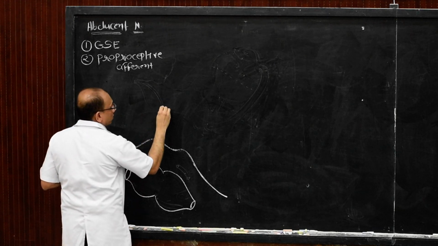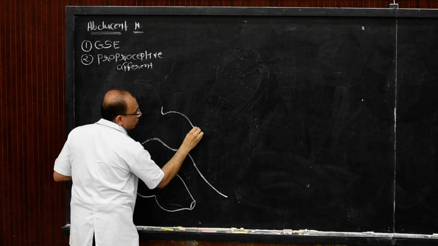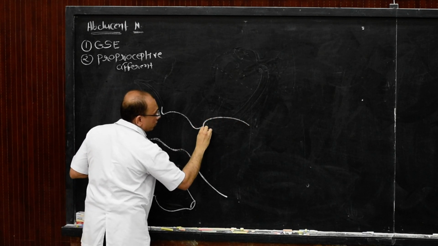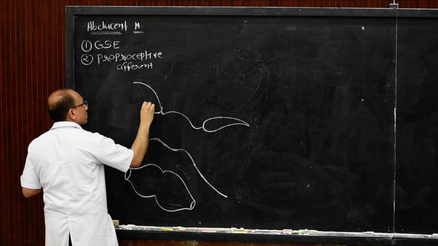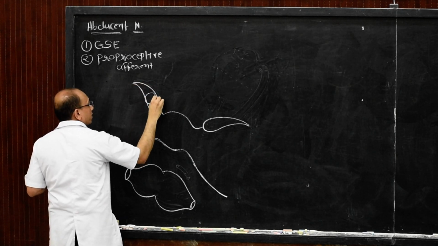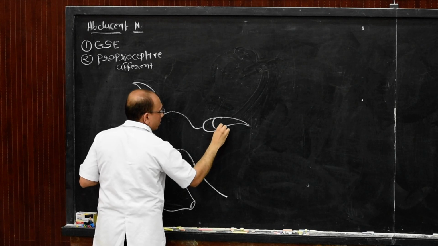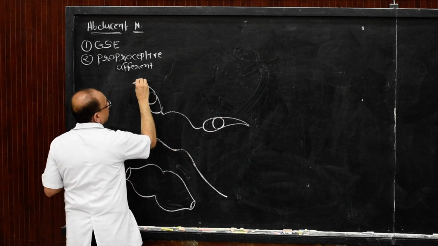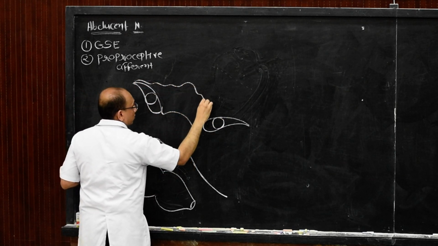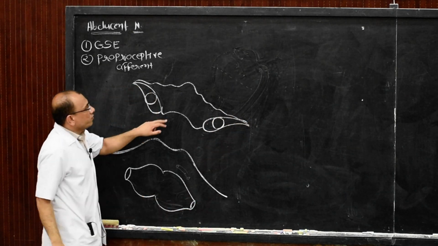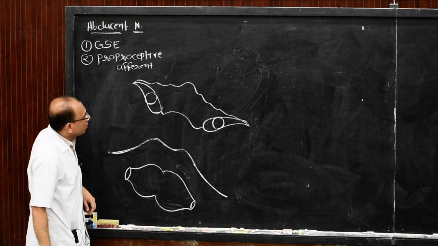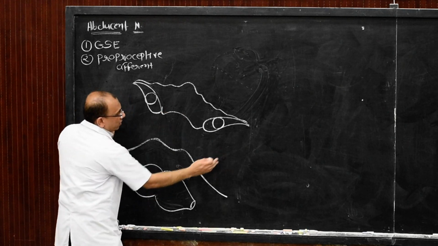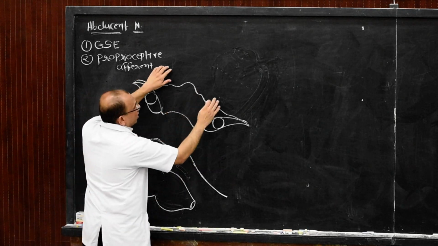Here I am drawing the anterior clinoid process and the superior orbital fissure. This one is the superior orbital fissure, and here is the tendinous ring. This one is the lesser wing of the sphenoid bone. Here is the jugum sphenoidale. So this area is the middle cranial fossa, and this one is the anterior cranial fossa.